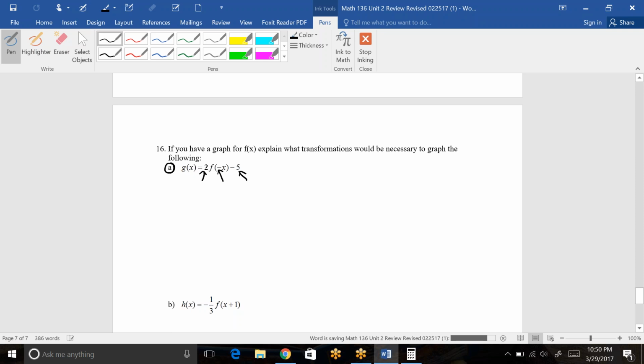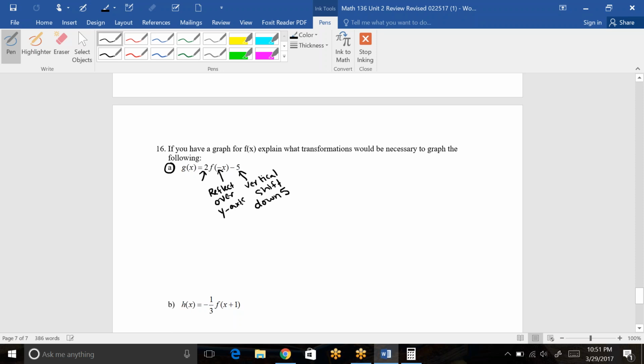So notice there's a 2 out front, there's a negative inside here instead of just being a regular x, and there's a -5 at the end. The -5 at the end is a really easy one. That's a vertical shift. And anytime it's a vertical shift, you write exactly what you would think. So since it's negative, it's down 5. A negative inside the function, so inside the parent, means you reflect, but you reflect over the y-axis, not the x-axis.